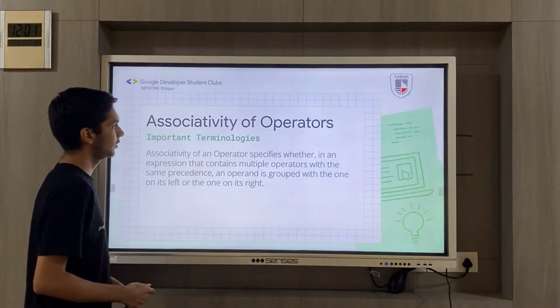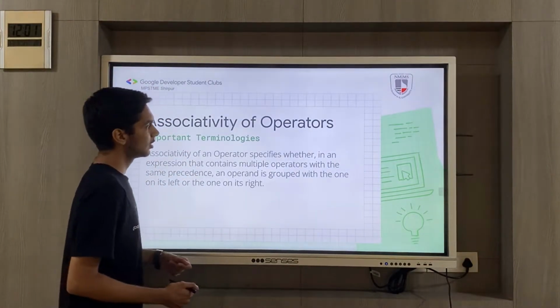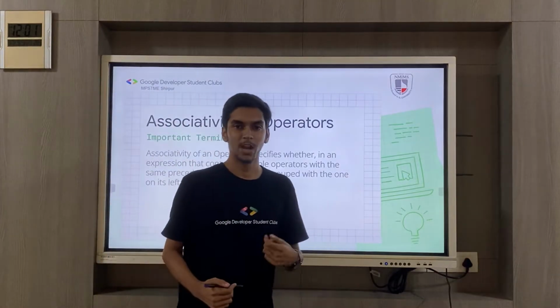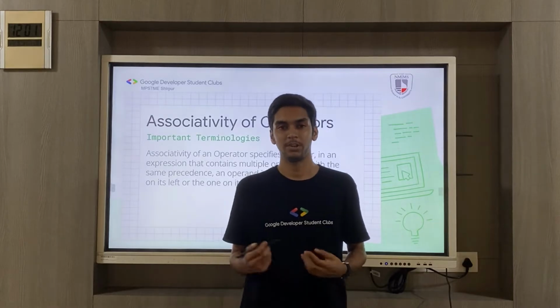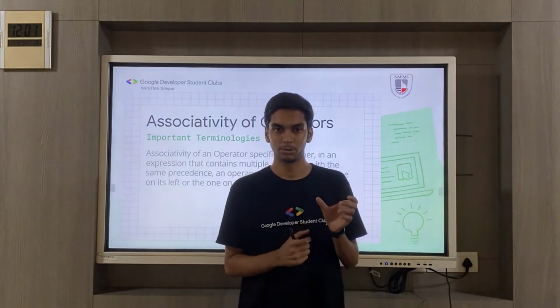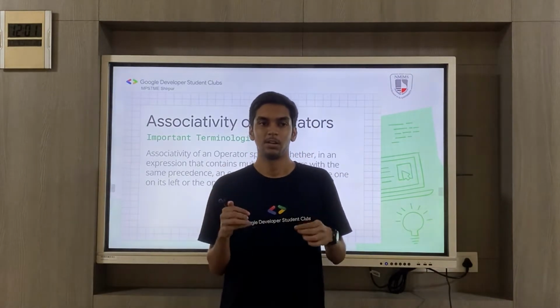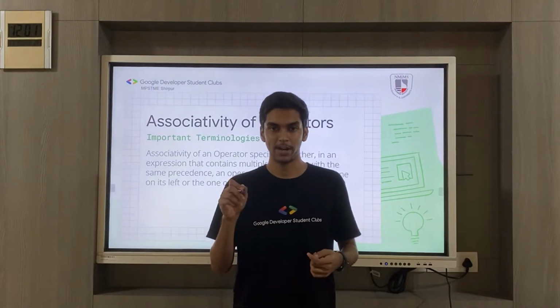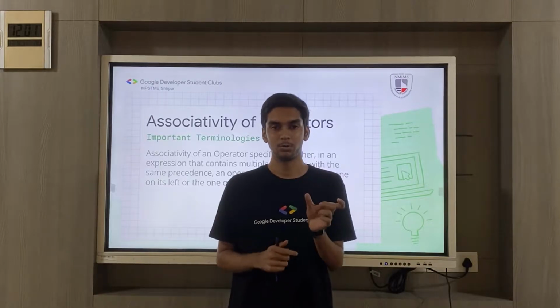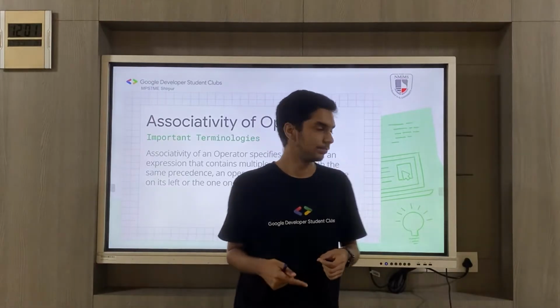And now associativity of operators. So basically, if we have to do a simple expression like 2 plus 3, we can just visualize it as we have first 2 and then plus and then 3. So basically the associativity of the addition is left to right because we are first evaluating 2 and then we are adding 3 into it.